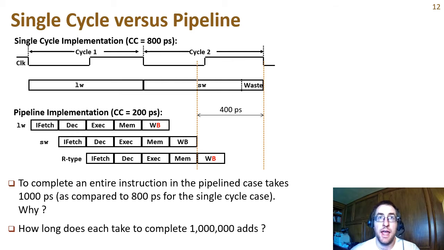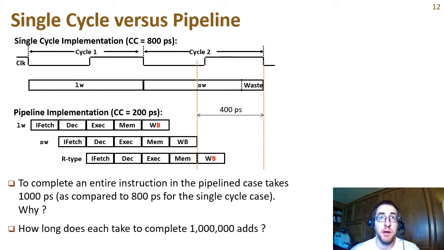So 1,000,000 adds in the single cycle design takes 1,000,000 times 800 picoseconds. So that's 800 million picoseconds, which is 800,000 nanoseconds. So it's 800 microseconds.